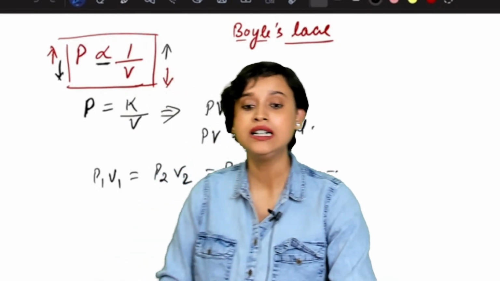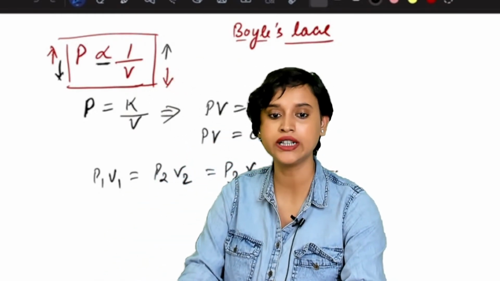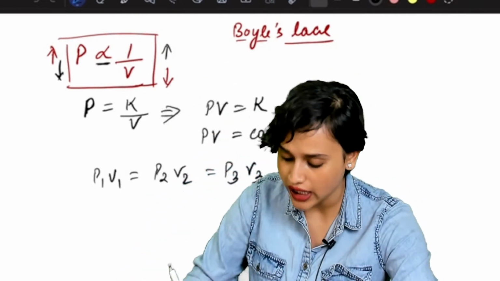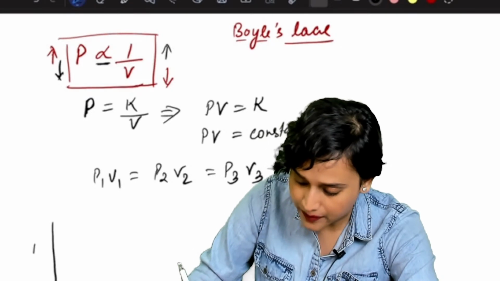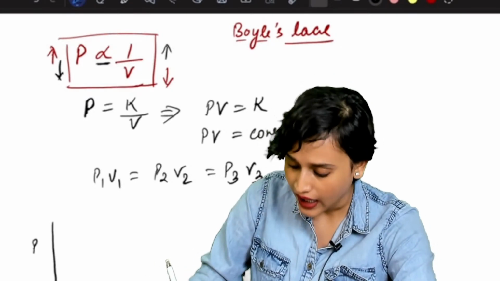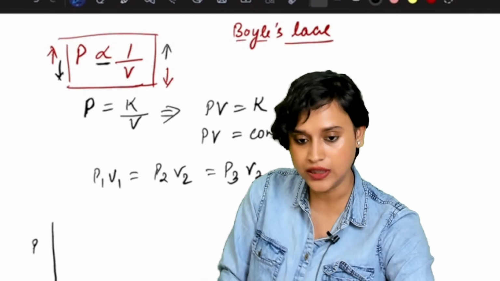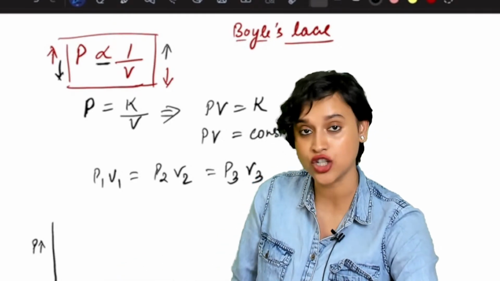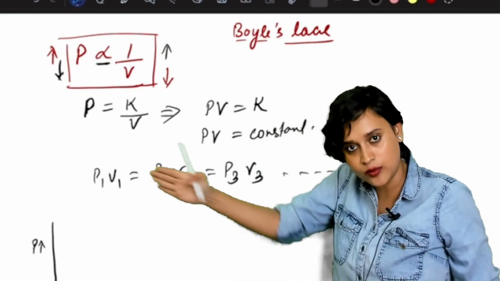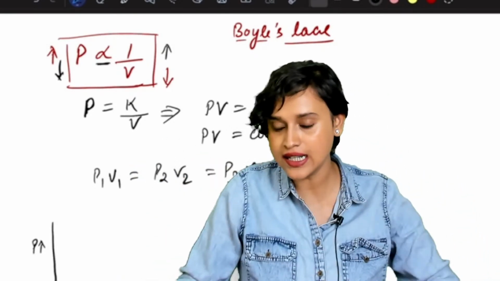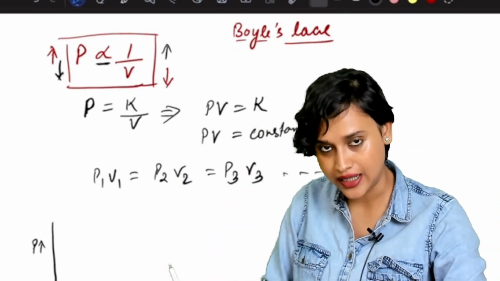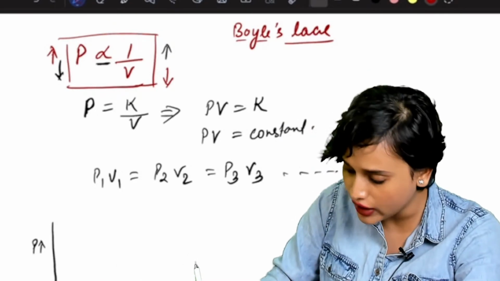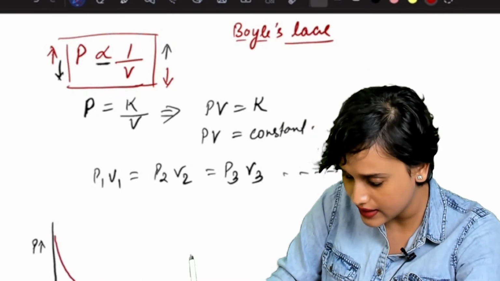Now let's draw the graphs, everybody. How do we draw the graphs? Let's say that we are going to take one side. Let's take P. This side is P. And let's take here V. If volume is going to increase from left to right, and pressure increases from top to bottom, then as you increase pressure, the graph will be somewhat looking like this.